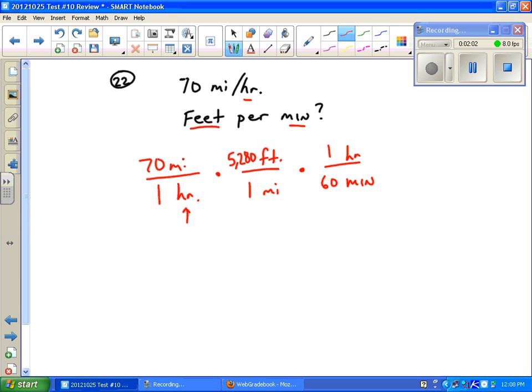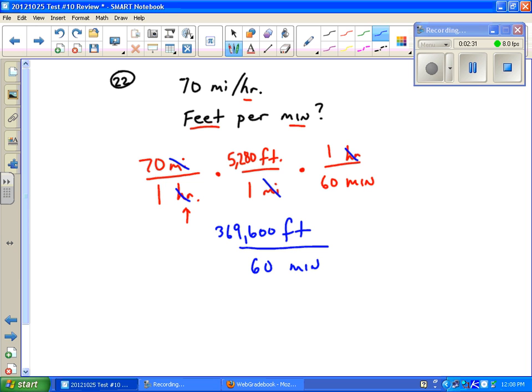That doesn't make sense. So now you can cross out your units. Miles are crossed out by miles. Hours are crossed out by hours, and you're left with feet on top and minutes on the bottom. Then you just multiply straight across. 70 times 5,280 times 1 is a great big number, 369,600 feet. And then 1 times 1 times 60 is 60 minutes.